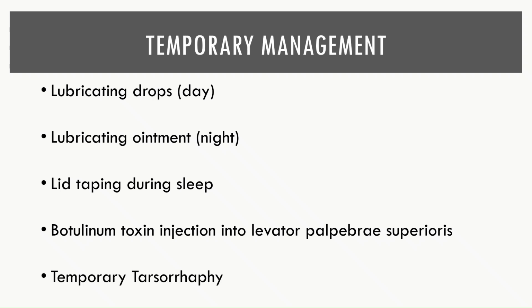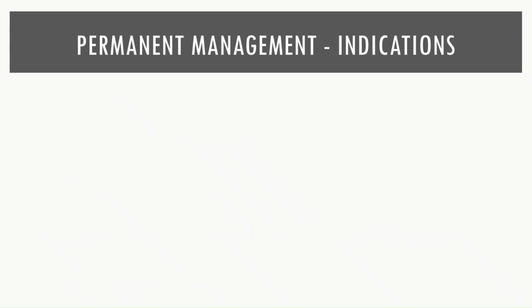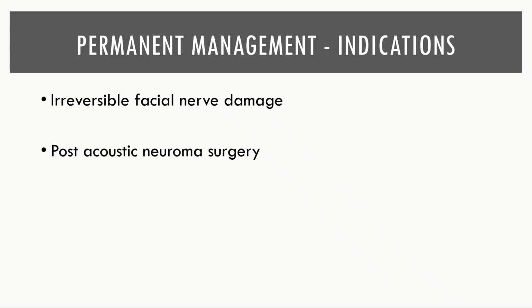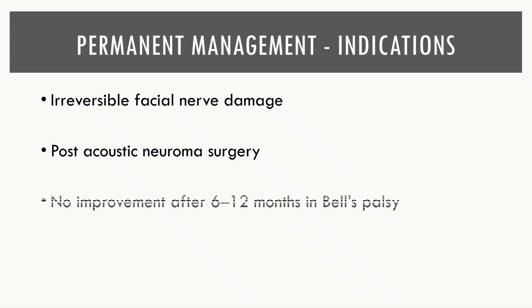Temporary tarsorrhaphy is indicated in patients with poor Bell's phenomenon or severe corneal exposure. The lateral portion of the upper and lower lids are sutured together to protect the cornea. Permanent treatment is considered when there is irreversible facial nerve damage such as after acoustic neuroma surgery or when no improvement occurs after 6 to 12 months in Bell's palsy.